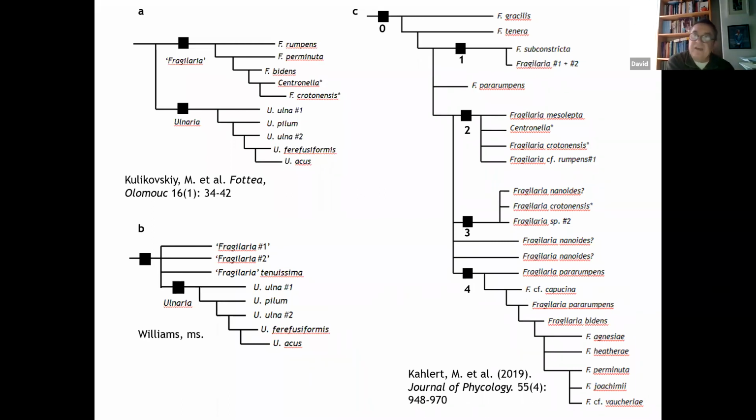I'm talking about Fragilaria as a name and Ulnaria as a name, and saying that the point I've reached is that I can define Ulnaria. I can't define Fragilaria. So to me, it's impossible. I think this is an example of something that's very, very old.